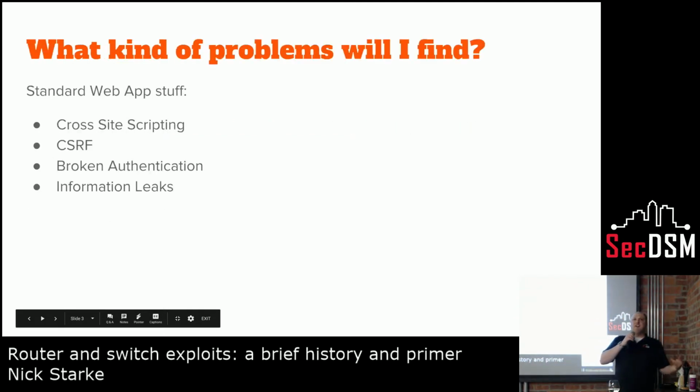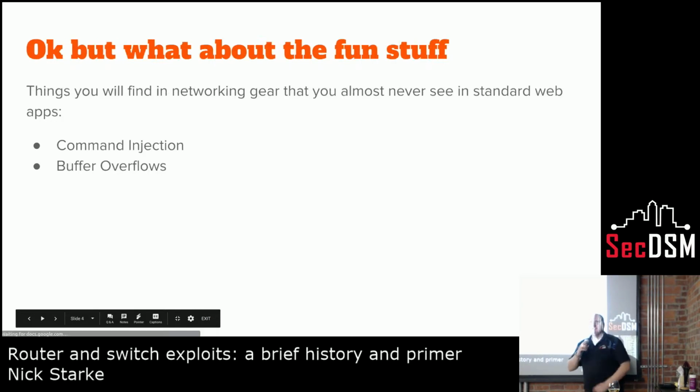So what kind of stuff do you see in a web interface on a networking switch? Well, you see the same sort of stuff you'd see on a regular web app penetration test: cross-site scripting, broken authentication, information leaks, things that are a dime a dozen that you'll find on almost any assessment. But they also offer an entire class of vulnerabilities that you will very rarely see in a web app assessment, and that is things like command injection and buffer overflows.